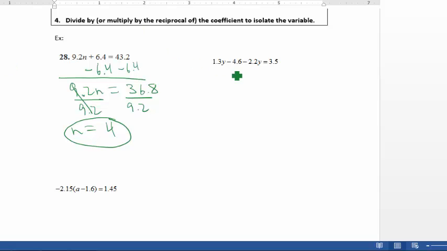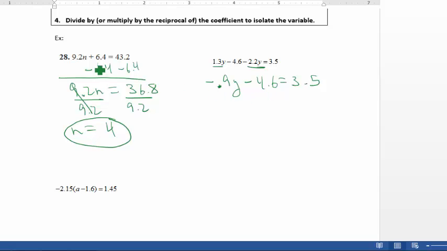So the second one here, what we do have is we have like terms on the same side of the equation. 1.3y minus 2.2y. So when we combine those, we're going to get actually a negative 0.9y minus 4.6 equals 3.5 just by combining the like terms, right? And then you got to be careful with the decimal points there. Make sure you remember that that's negative 0.9, right?